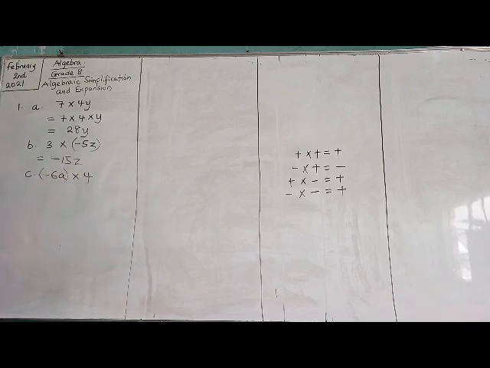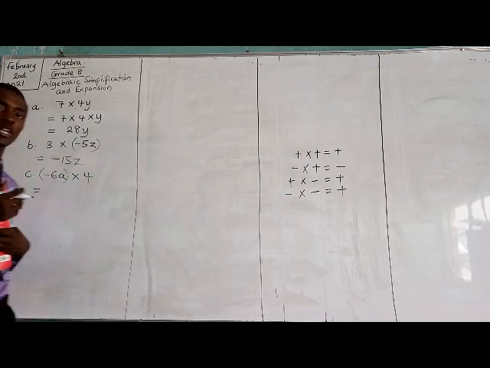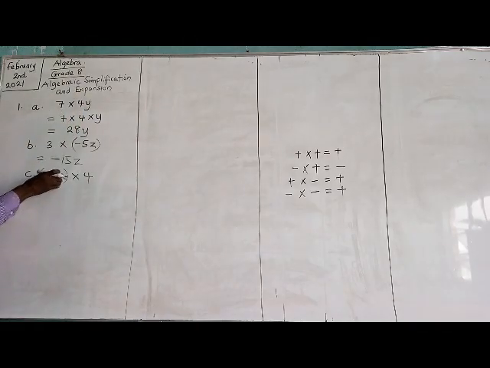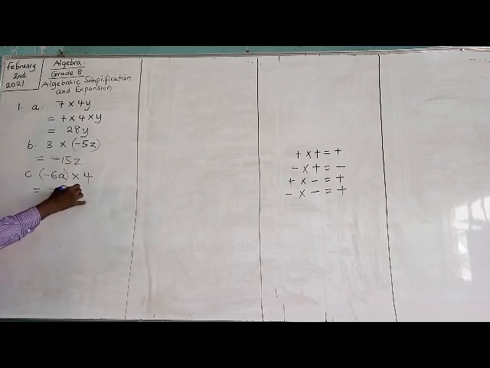So question C says negative 6a times 4. How do you go about solving this? Now, we consider the numbers again, or the terms, since we are treating algebra. So this term is negative, this term is positive, so we expect our answer to be what? Negative. And then we multiply the numbers, and then the answer is multiplied by a. So that's negative 24a. Right?